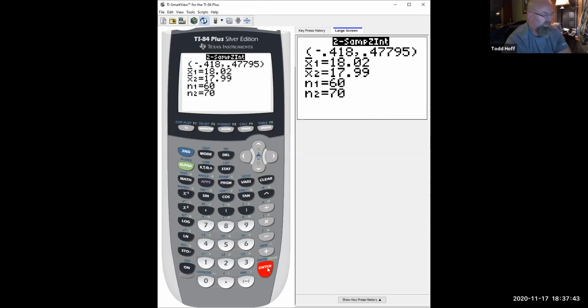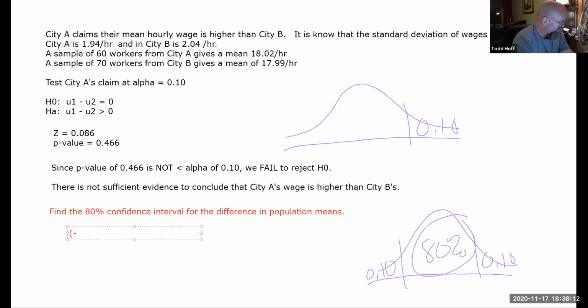We calculate, and we get negative 0.418 to 0.478. Let's talk about what this means. So our interval goes from negative 0.418 to a positive 0.478.